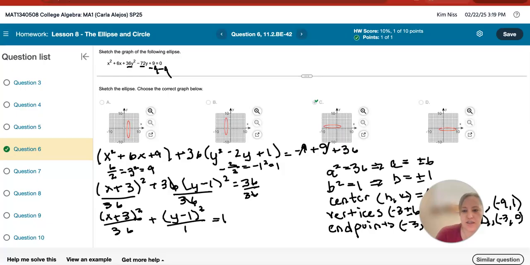And we can see that that ends up being graph C, because the center is at x equals negative 3 and y equals 1, so somewhere around there. Our vertices are here and here, and then our endpoints are here and here. So we can see that graph C is the answer to our problem.